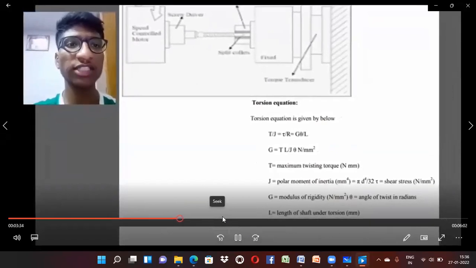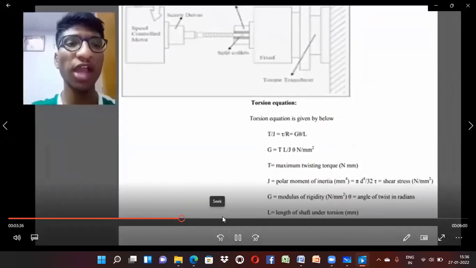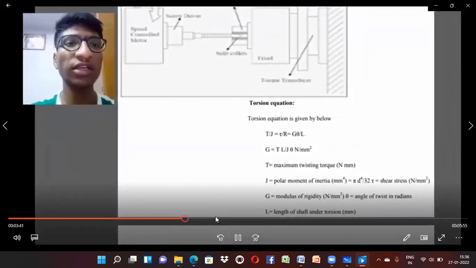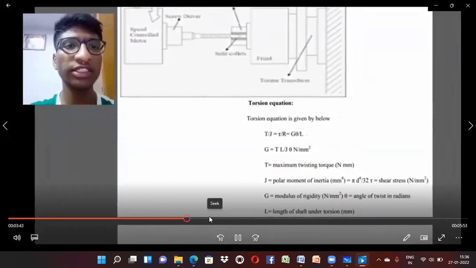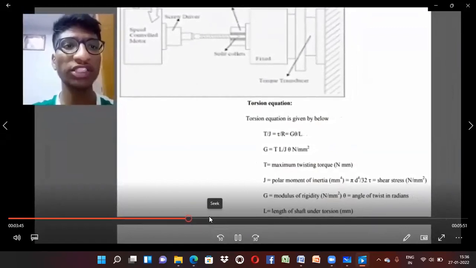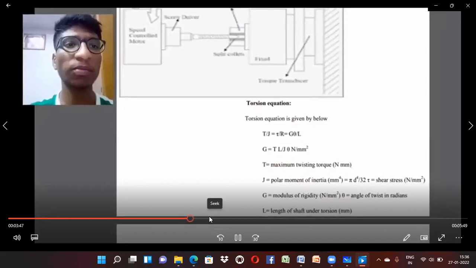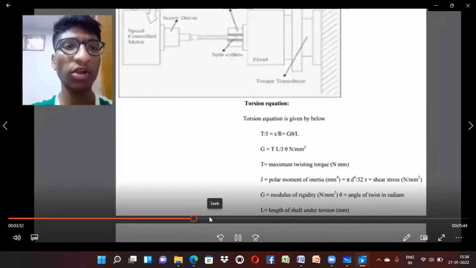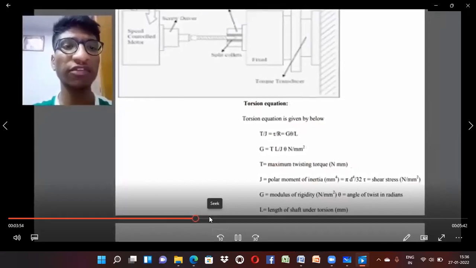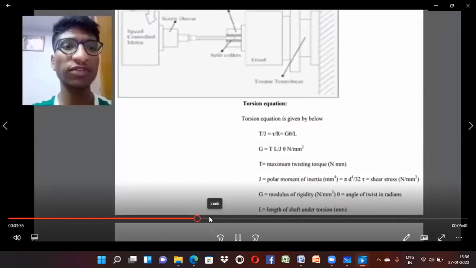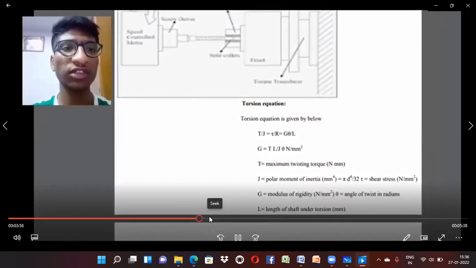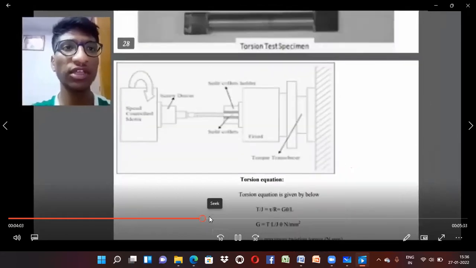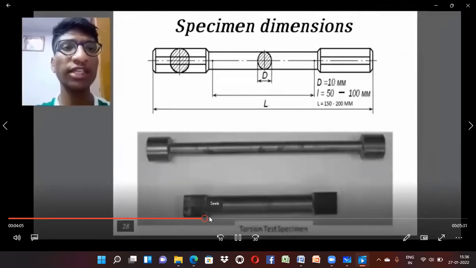T stands for maximum twisting force, how much force we are applying. We know it by using a torque meter. J stands for polar moment of inertia, equal to pi d to the power 4 by 32. G stands for modulus of rigidity. It is the factor we are finding. L stands for length of the shaft, nothing but the gauge length. From this diagram, friends, I will show you how to take the gauge length.